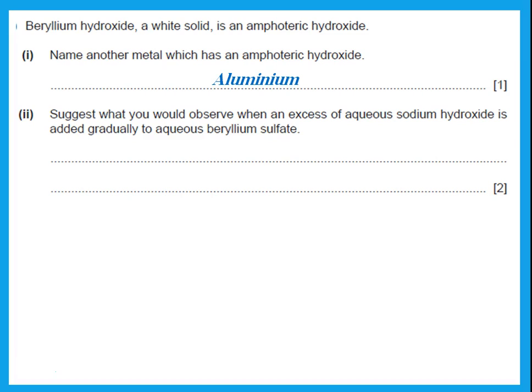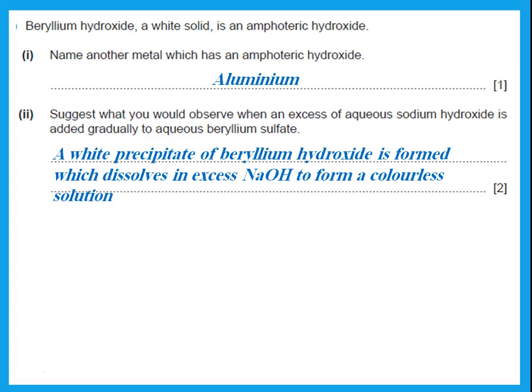Okay, so just what you would observe when an excess of sodium hydroxide is added gradually to beryllium sulfate. Now, if I'm looking at beryllium sulfate reacts with sodium hydroxide to give what? To give sodium sulfate plus beryllium hydroxide. Now, that is a white solid as it tells me on top. So that will form a precipitate at the beginning, but then it is amphoteric. That means that this beryllium hydroxide will react if you add more and more sodium hydroxide. So it will start to dissolve again.